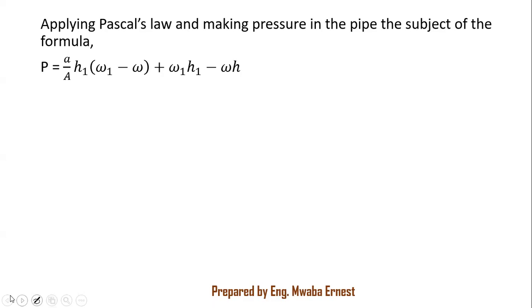Now in our working, we start first of all by applying Pascal's law. So here we're saying the ratio of the area, small area over big area, times H1, multiplied by open brackets, the difference between the specific weights, the one for mercury and the other one, W. So A over A times H1, and then the other one on the other end is W1 H1 minus WH.